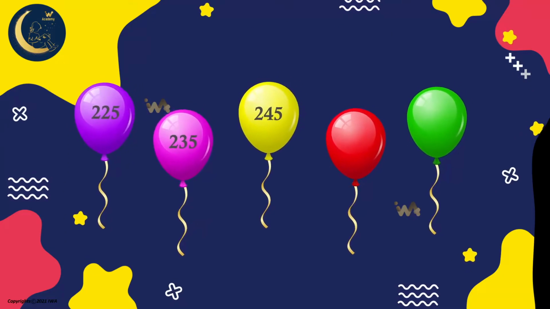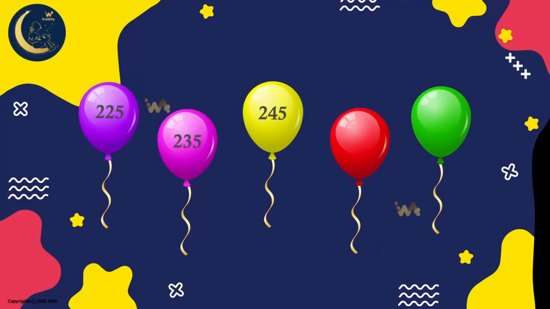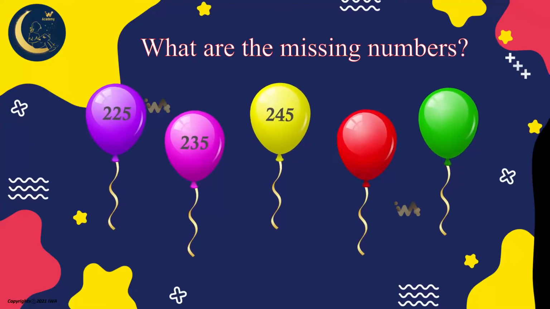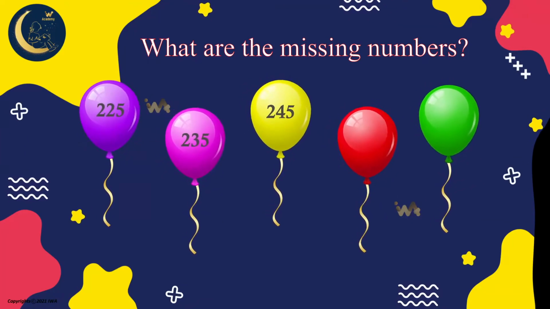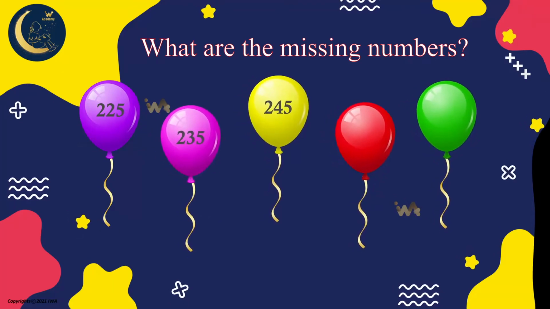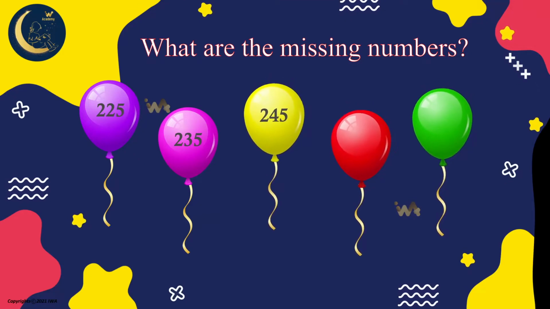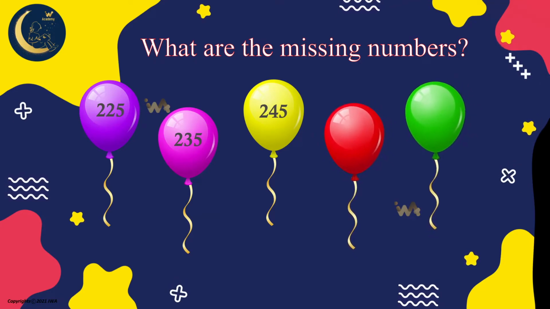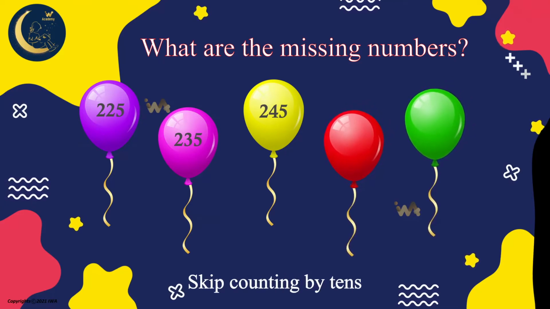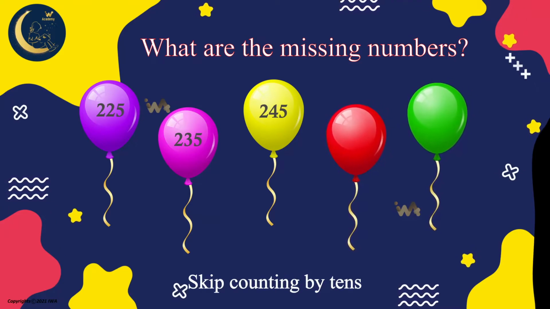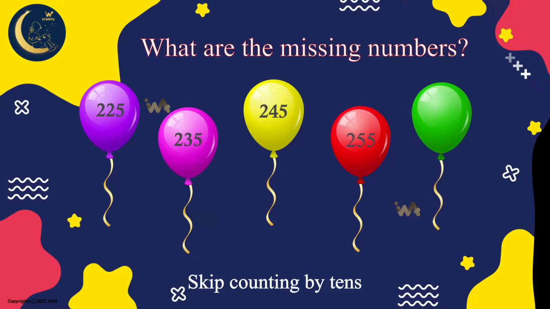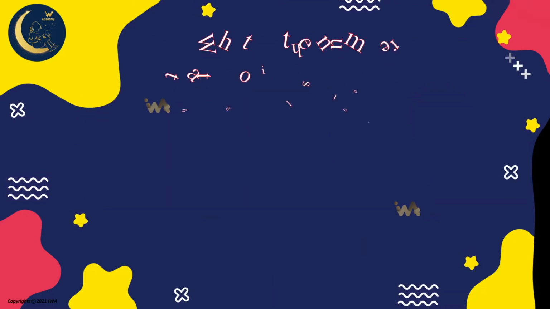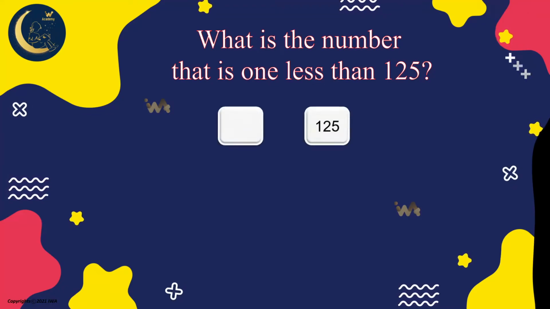Look, my students, at these balloons and how beautiful their colors are. There are numbers on them. We have some missing numbers. Let's find the missing numbers together. Here is the number 225. Then the number 235. Then 245. As we move to each number, we jump 10 units. So we will skip count by tens. That means the next number is 255. Then we jump 10 to get the number 265. Well done.